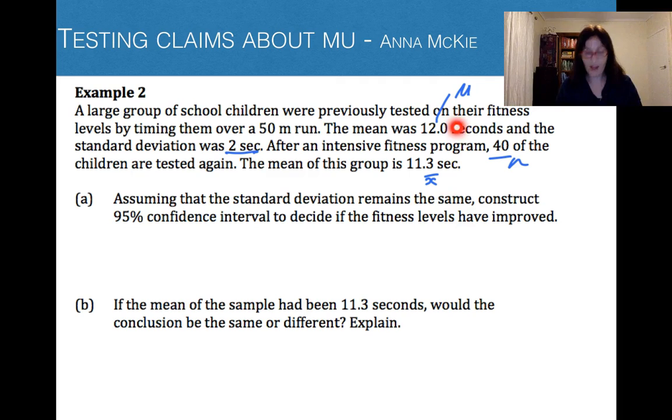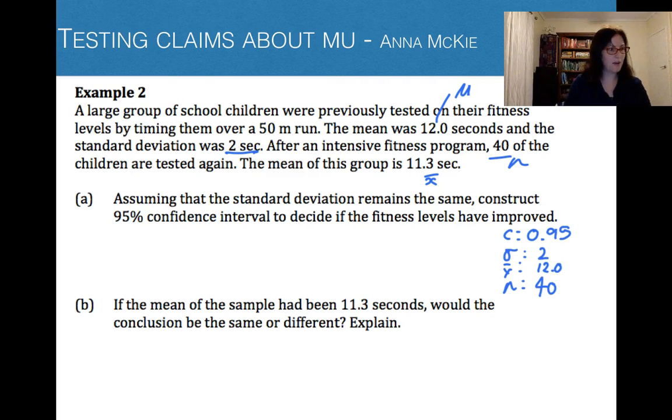So that's lower, so that could imply that with this fitness program they're getting faster, they're getting better, and it has had an effect. Assuming that the standard deviation remains the same, construct a 95% confidence interval to decide if the fitness levels have improved. So please write out, setting out each time, these values: 2 seconds for the standard deviation, 12.0 and 40. And you come up with a confidence interval of 10.68, mu in the middle, and 11.92.